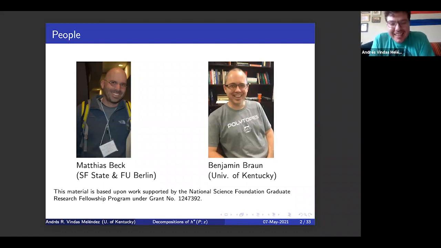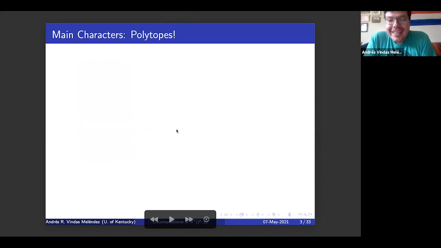But in any case, on the left here we have Matthias Beck, who's a professor at FSU and who's currently at FU Berlin. And on the right is Ben Braun, who's my PhD advisor at the University of Kentucky. And because when you're funded by the NSF, you should say that you have that money, I was funded by the NSF. But anyways, the main characters of my story are polytopes.